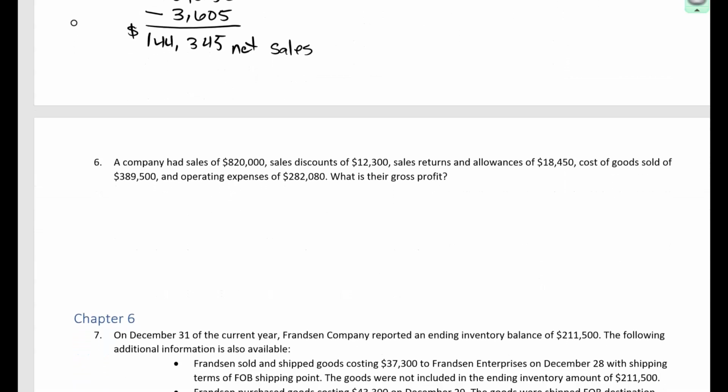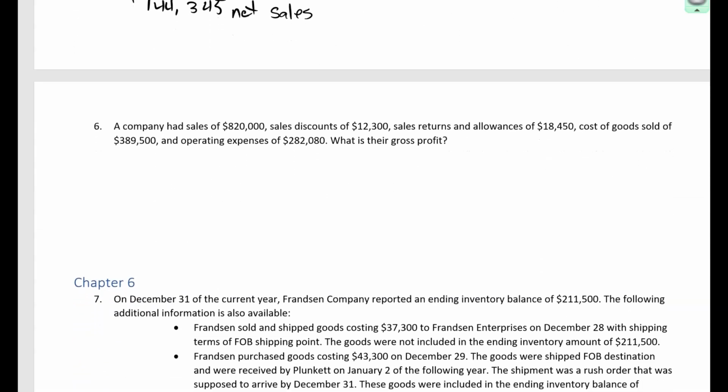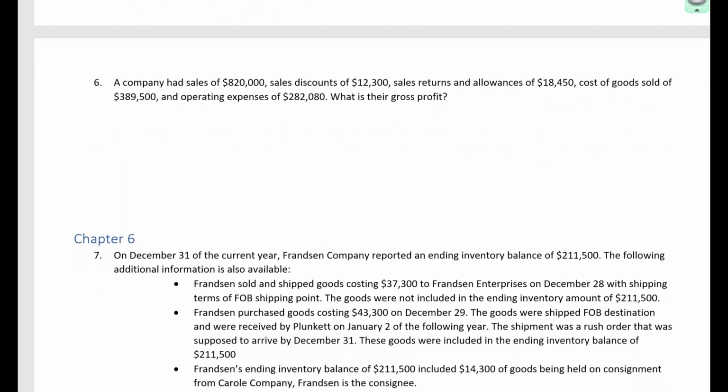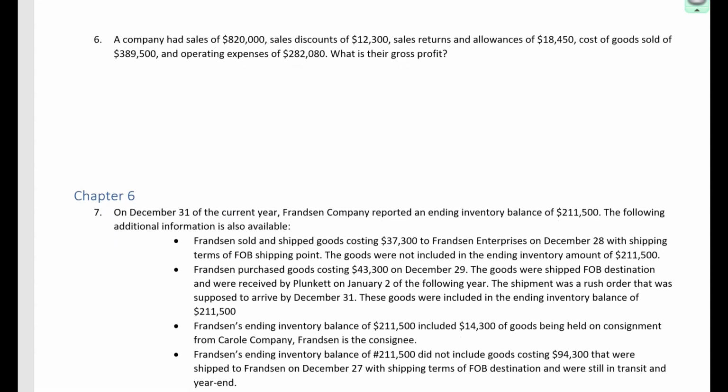Okay, number 6. A company had net sales of $820,000, sales discounts of $12,300, sales returns and allowances of $18,450. Their cost of goods sold was $389,500, and their operating expenses was $282,80. What is their gross profit?